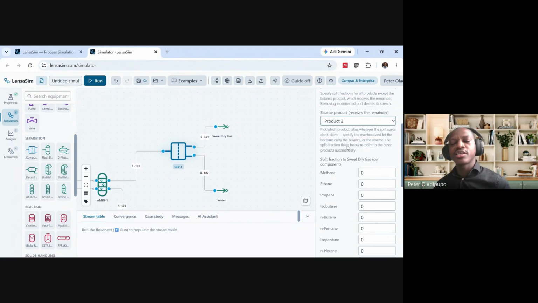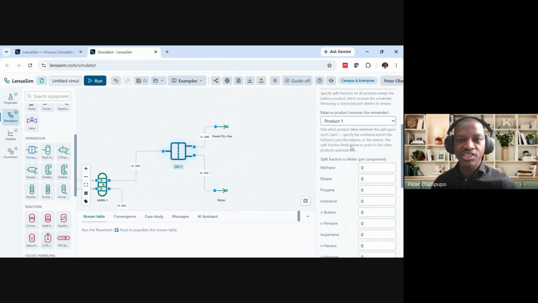So essentially, what it is saying is that assuming we have to remove 70% of the water coming in from the sweet gas, then the remainder 30% will go into product 2. If product 2 receives the remainder, and product 2 corresponds to water, that's not what we want to do. We want to actually remove all of the water, right? Let's say we are not able to remove 10%, then that 10% will go to the gas stream. So the remainder will go to the gas stream.